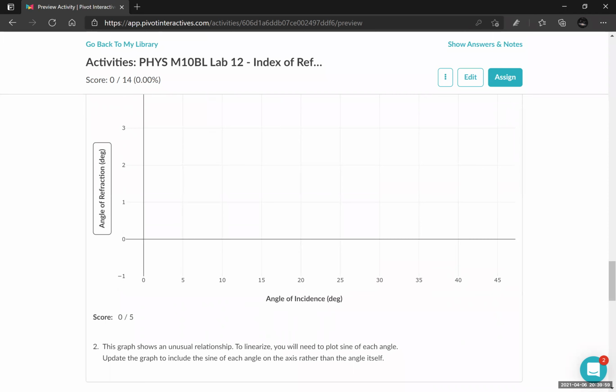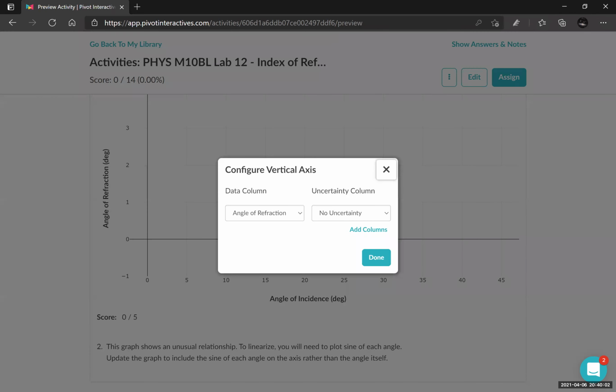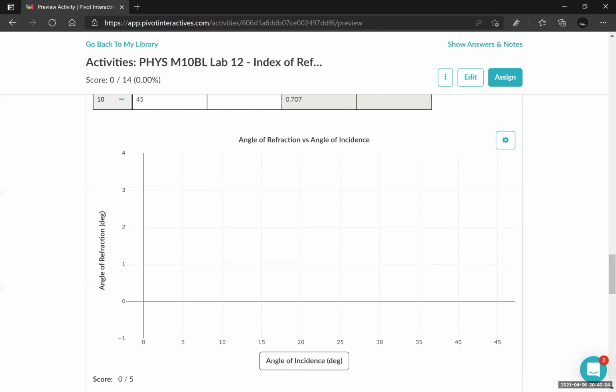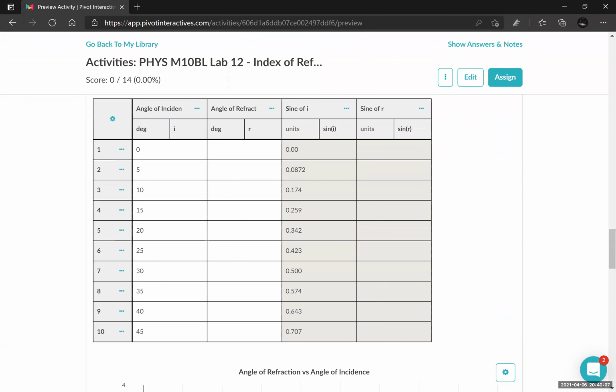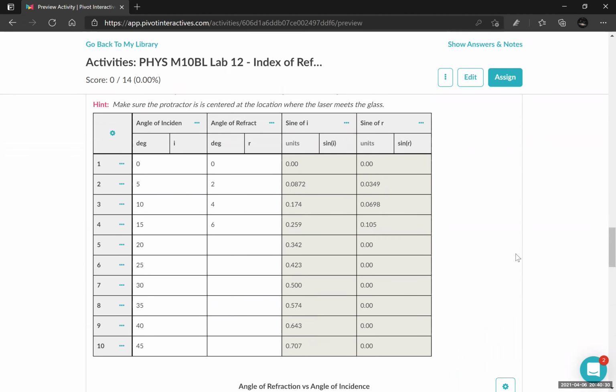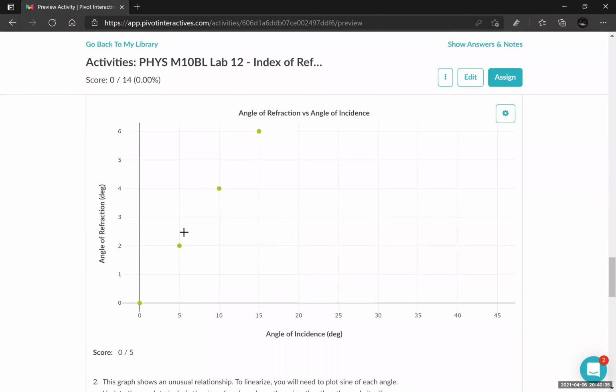From here you can do your experimental measurement. Here you don't have data, but once you populate this column for the angle of refraction as well, for example, let's say I'm going to make up some numbers. These are just made up numbers. Do not use them except the 0, which will be 0, 0. So let's say this is 2, this is 4, this is 5, let's say 6 or something like that. You can see that you already get sine of theta I and sine of theta R. And if I come back, you can see I already have data.